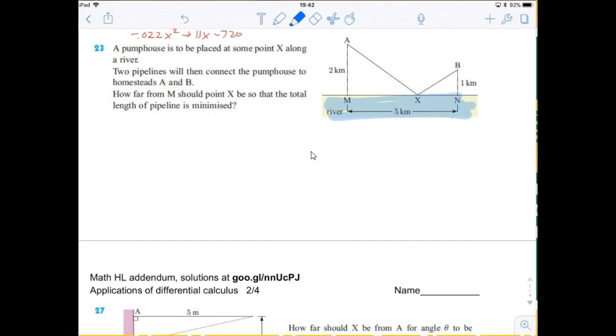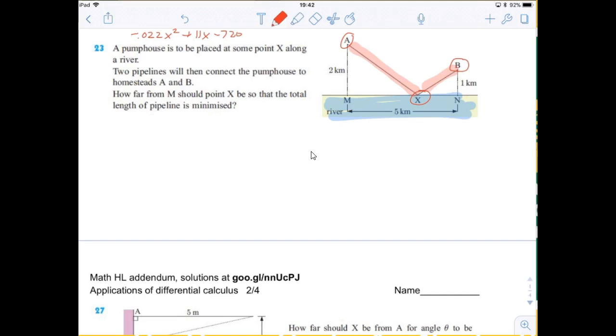And then inland, you can find house A and house B. What they want to do is say, where do we put X so that we can run pipe from X to A and X to B so that the amount of pipe is minimized. That's a practical problem, isn't it?